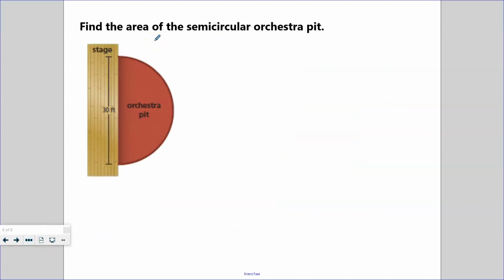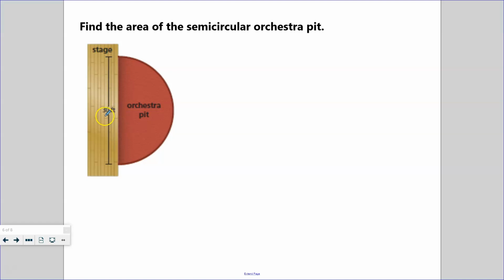All right, find the area of the semicircular orchestra pit. So look at a concert. Here's the stage. You have the pit right there. If you've ever been to a concert, it's usually a spot right in front of the stage, most likely standing room, or sometimes we'll have the band up there with some type of concert going on. They play dramatic music when things happen.